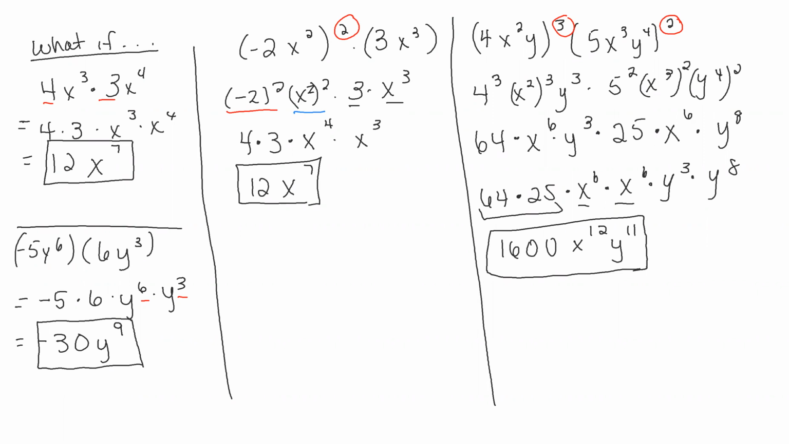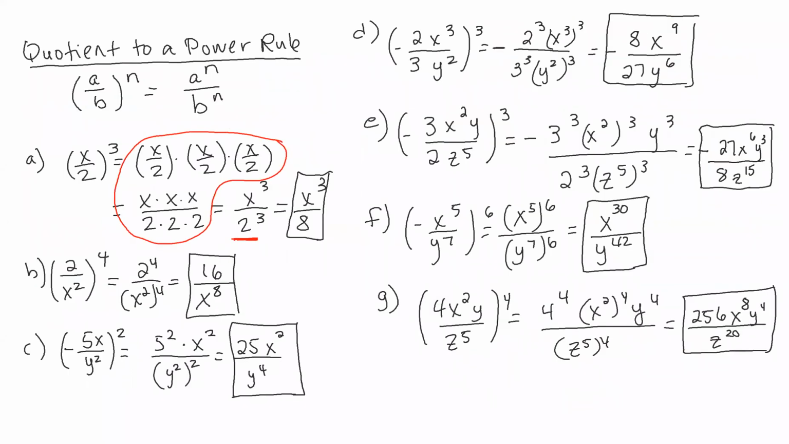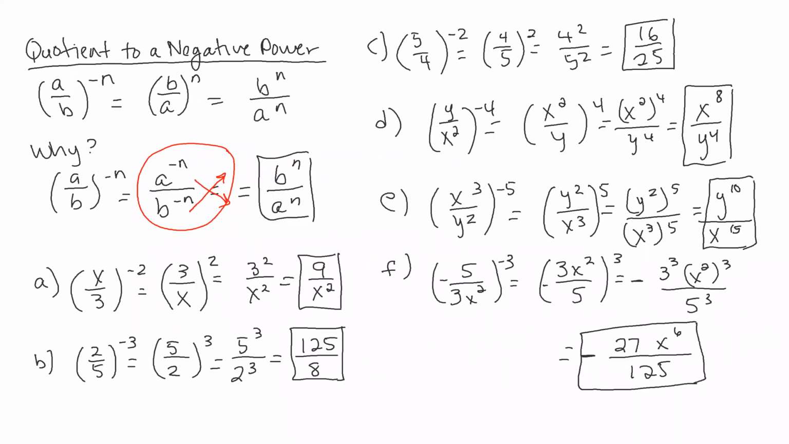Next up, we talked about the quotient to a power rule. So the quotient to a power rule just means if you have a quotient in parentheses with a power on the outside of the parentheses, you can bring that power into each factor or each piece of the quotient. We did lots of examples of that. And then we looked at the quotient to a negative power, and the quotient to a negative power is a little different. So basically what happens is if you have a quotient in parentheses with a negative exponent on the outside, you flip your entire quotient, that makes the exponent positive, and then you can just apply the regular quotient to a power. We looked at lots of examples of that.